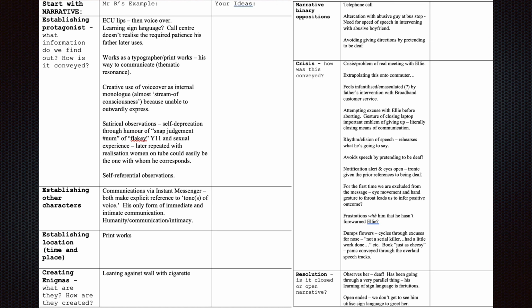The resolution is open, but I think we've got real hope for their relationship. He observes her and she's deaf. She's been going through a similarly parallel thing. His learning of sign language is actually really fortuitous. We don't get to see him utilise sign language to greet her, and it's an open, unresolved ending, but we know somehow that this relationship is really going to thrive in a way that's terribly moving, at least from my point of view.